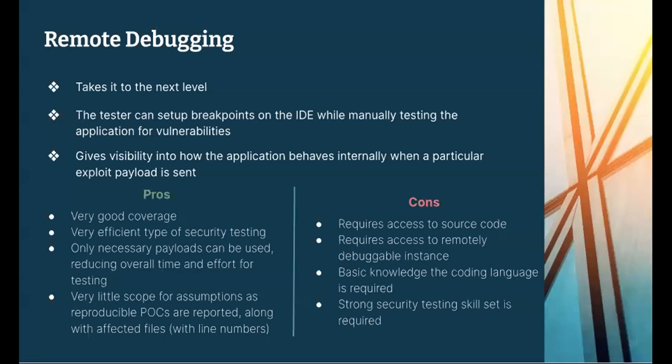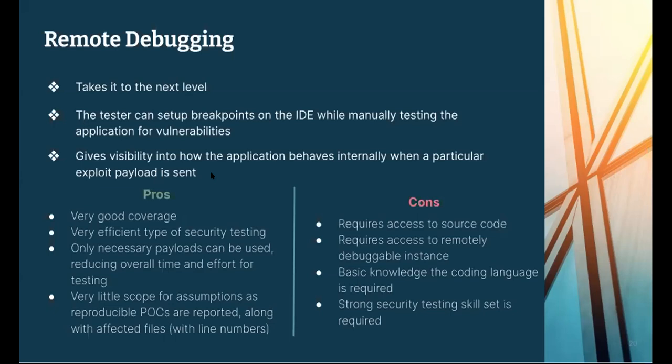So you can set up breakpoints at a particular point where you feel there is some validation, and that validation is something you're trying to bypass. That can happen a lot more efficiently and beautifully if you have a remote debugging element, right? So like I said, this definitely takes it to the next level. Your tester can set up breakpoints on the IDE while testing for vulnerabilities. It gives fantastic visibility into how the application behaves internally when a particular exploit payload is sent.